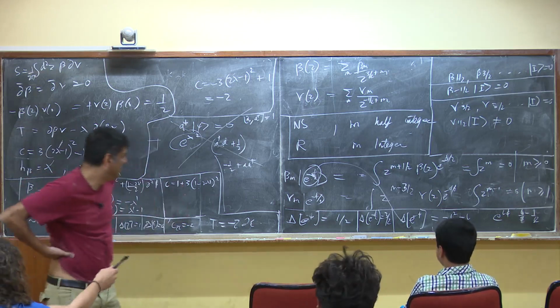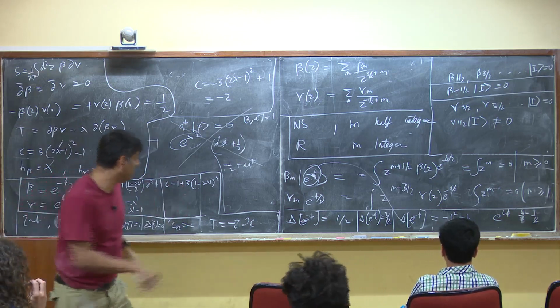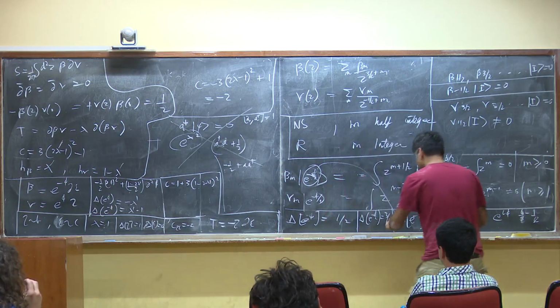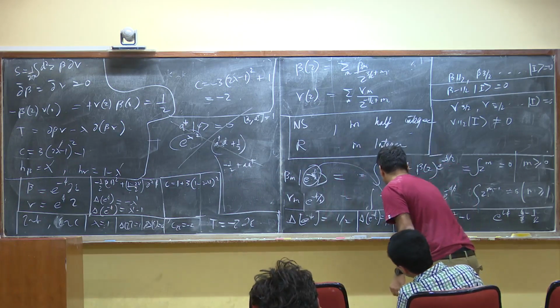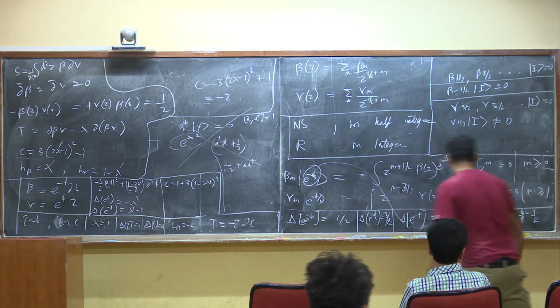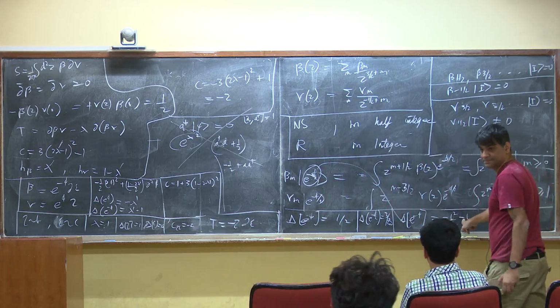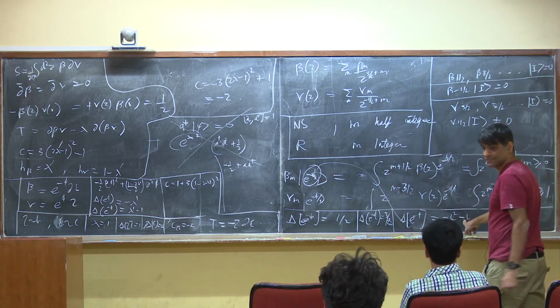Is that 3/2 or 3/8? 3/8. Where? The dimension of this is 3/8. Yeah, that's right. That's 3/8. Plus 3/8, because this was minus half.